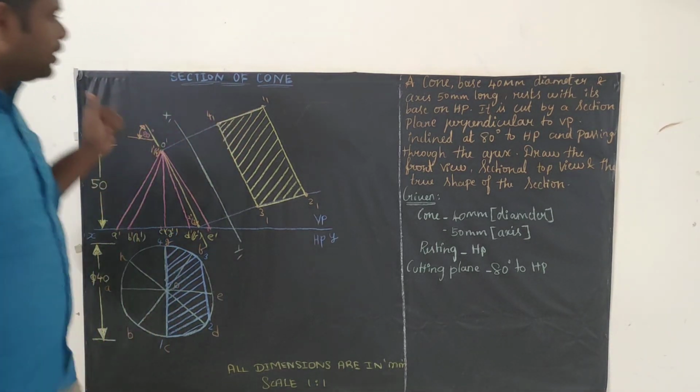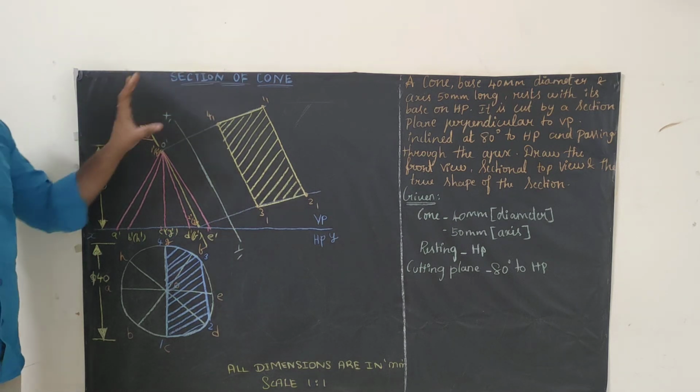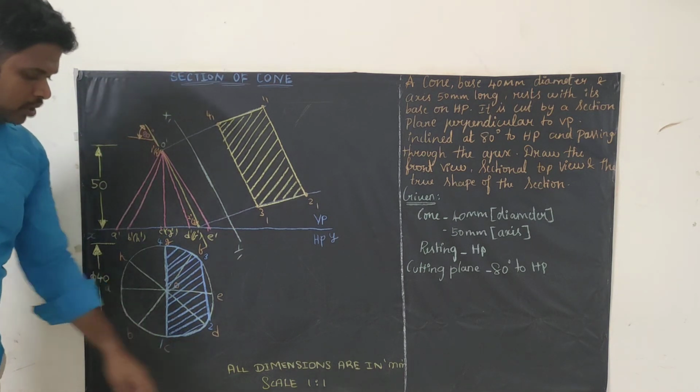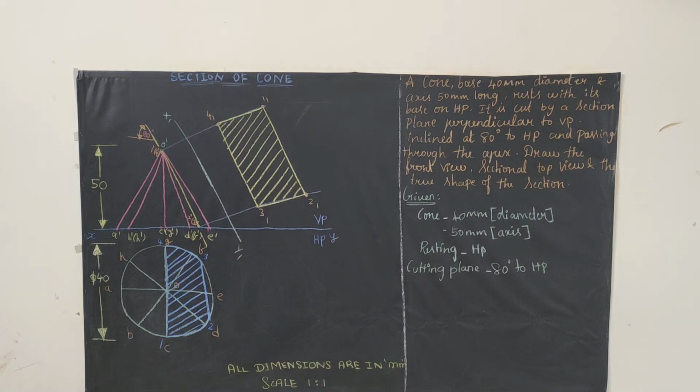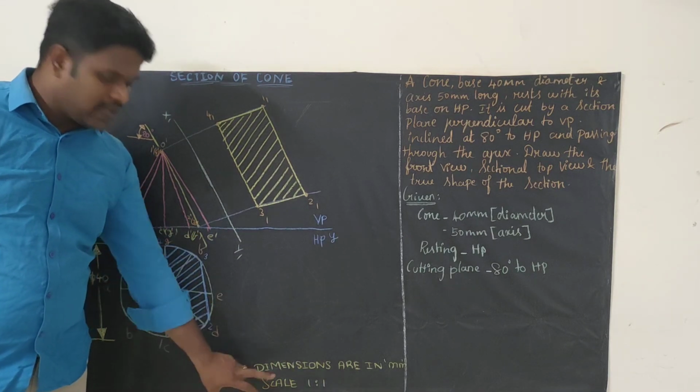And regarding the presentation, see the height of the text. The title is section of cone. The height of the text should be 10 mm. And the bottom, I think it won't be visible. I will make it visible. Now it's visible. So at the bottom, here you can see 2 lines. All dimensions are in scale 1:1.